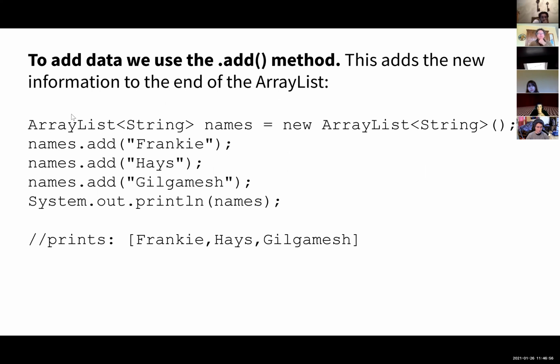So here's, again, that same call. I'm creating an empty array list called names. And I say names.add Frankie, Hayes, Gilgamesh. And then if I print out names, here's another difference from regular arrays. You can just print an array list, and it goes ahead and prints it with square brackets around the information. So when we say add for the first item, that's right here. And when we say add again, it goes on the end. And we say add again, it goes to the end. So you can keep adding things. It'll just keep tacking them onto the end.